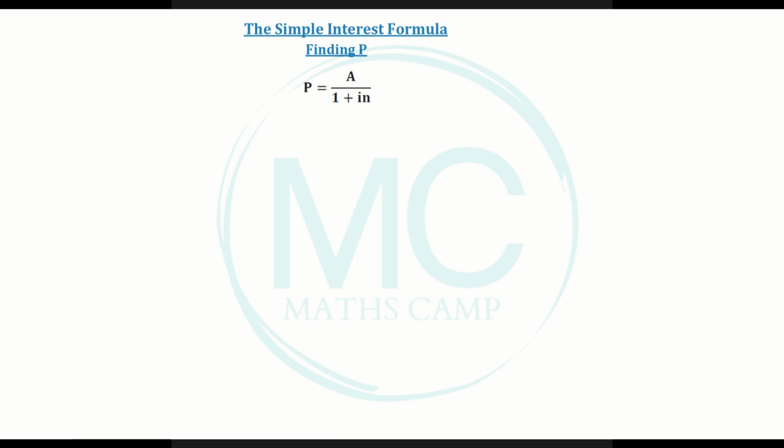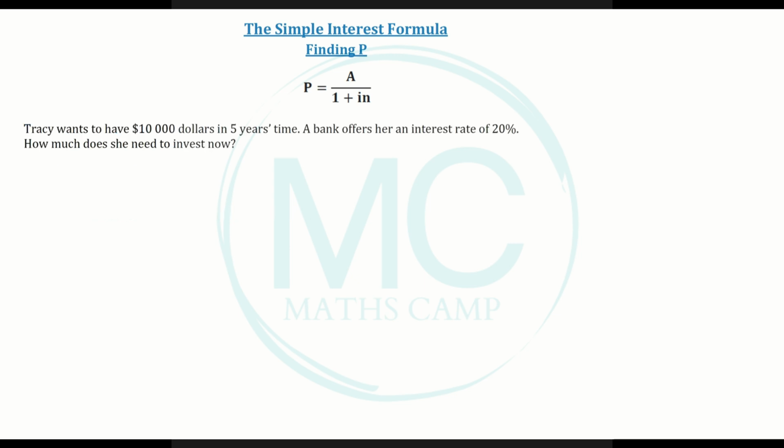To find P, we start by multiplying I and N, then we add 1, and finally we can divide A by the denominator of the fraction. Let's look at some examples. Tracy wants to have $10,000 in 5 years' time. A bank offers her an interest rate of 20%. How much does she need to invest now? We need to find the principal amount, the amount that Tracy invests, so we need to solve for P.